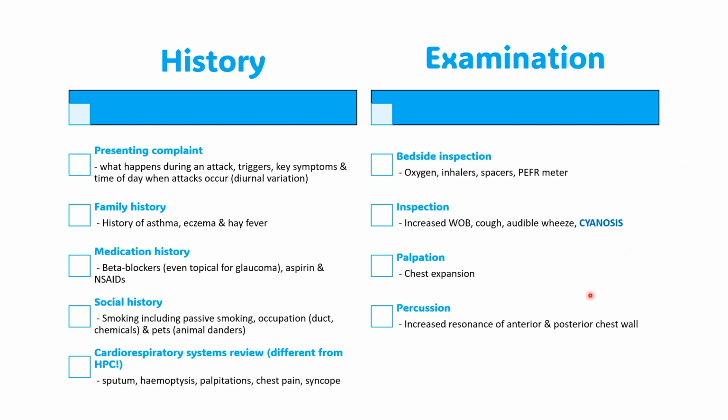When we think about auscultation, I've already mentioned the widespread polyphonic expiratory wheeze, so the wheeze is happening on expiration. In terms of observations, the patient might have tachycardia, and might be tachypnoeic. In more severe asthma, you can have a phenomenon called pulsus paradoxus happening.